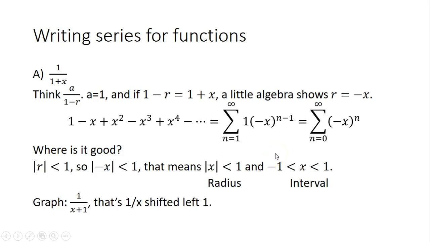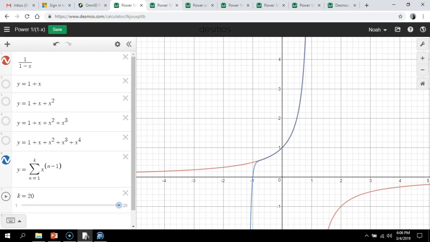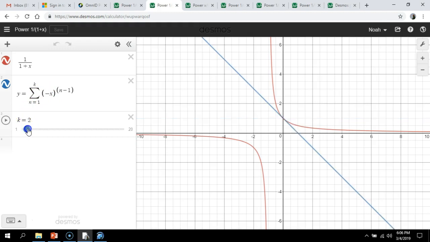So let's take a look at the graph. If we graph 1 over x plus 1, that's just 1 over x shifted to the left by 1. Let's take a look at our Desmos here. We've got our 1 over 1 plus x, so it's 1 over x just shifted left 1. And now I have this series again, starting at 1, so we have negative x to the n minus 1, because we have a 1 in the front there. As we start to increase how far we're going, this is just 2 terms, and 3 terms, 4 terms, 5 terms.